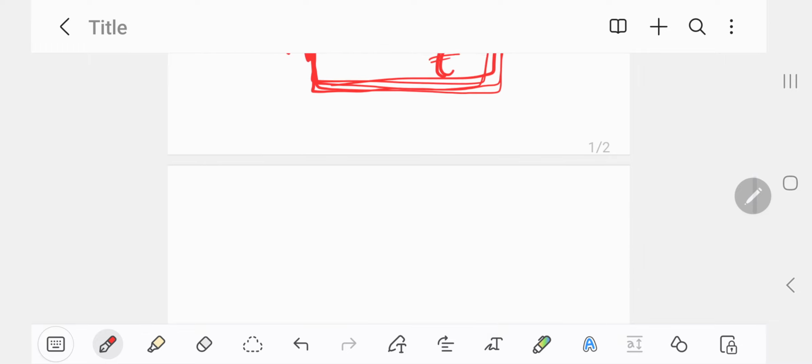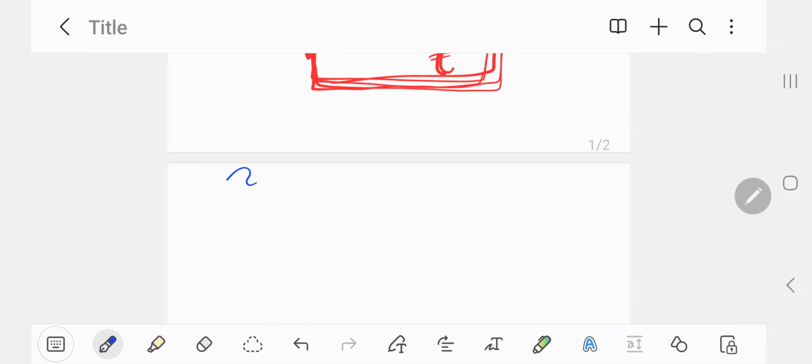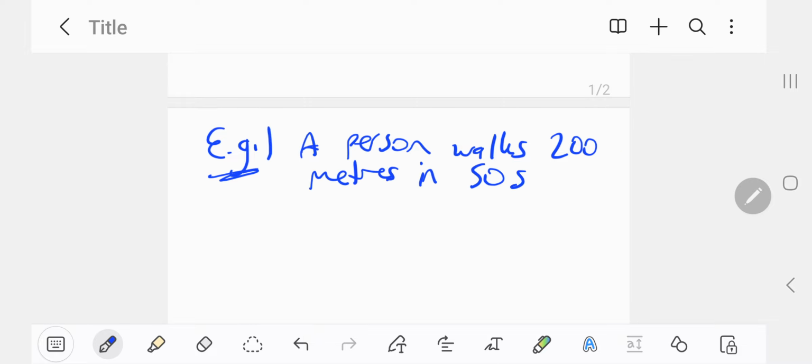So let's do some examples. I'll start simple and go a bit more complicated. Example 1. Let's do this slowly. Suppose a person walks 200 meters in 50 seconds. What's their speed?